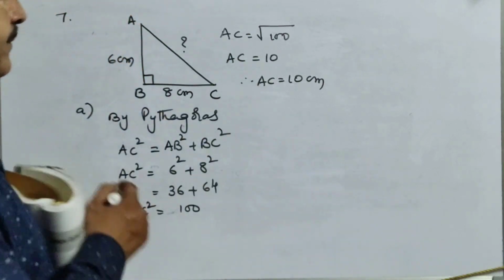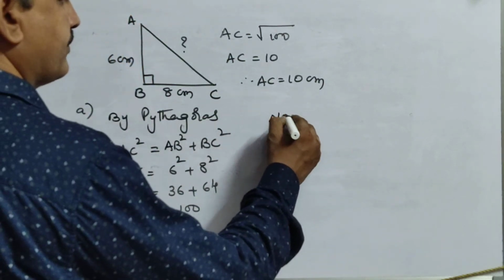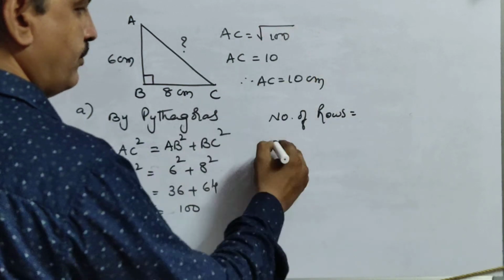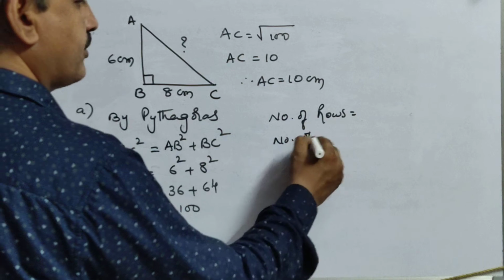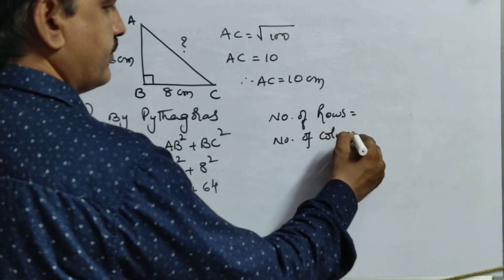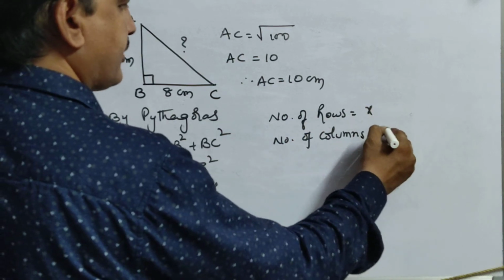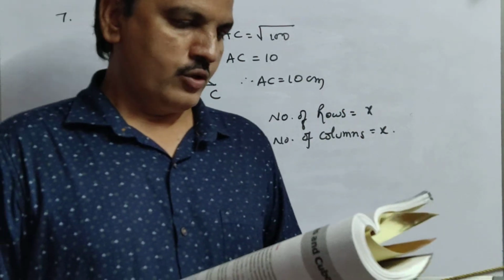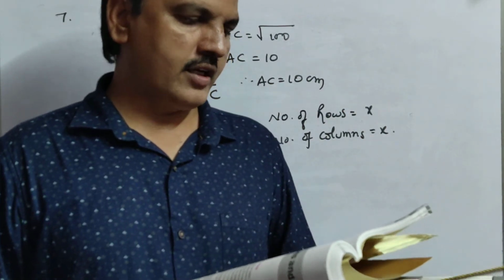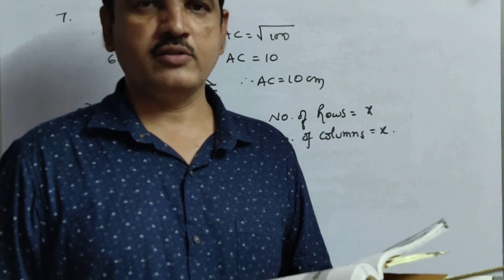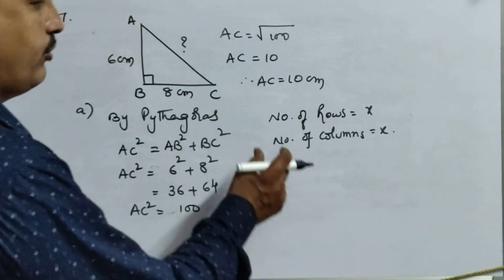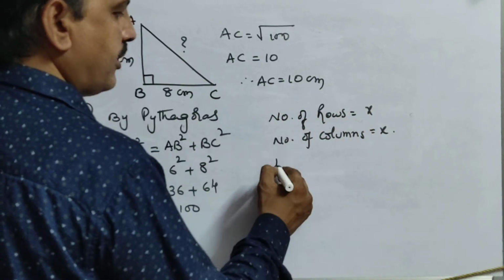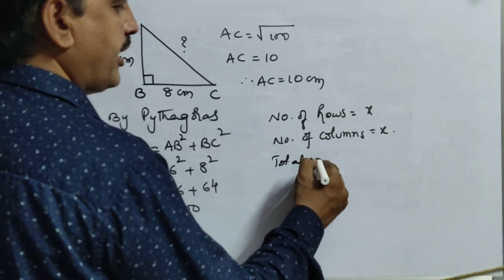That means, children, number of rows we don't know. Number of columns we don't know. So both we will take as x. Number of rows x, number of columns x. Total number of plants. A gardener has 1000 plants. So total number of plants. When you take number of rows x and number of columns x, how will you find total number of plants?